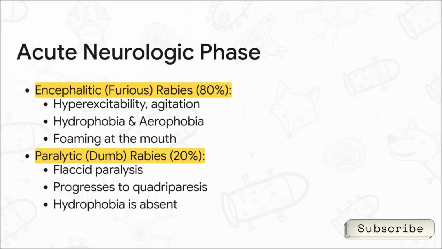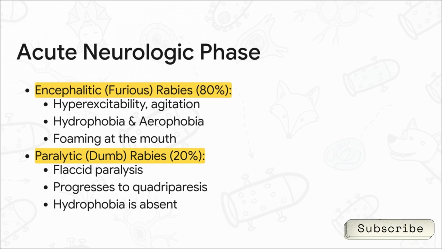Okay, when we get to that acute neurologic phase, rabies can present in two different ways. The one everyone thinks of, about 80% of cases, is furious rabies. This is the classic picture: agitation, hyperexcitability, and those hallmark signs, hydrophobia and aerophobia. Hydrophobia, fear of water, isn't really a fear, it's that any attempt to swallow causes these incredibly painful spasms in the throat. Same with aerophobia, the fear of air from a draft, it's just awful.